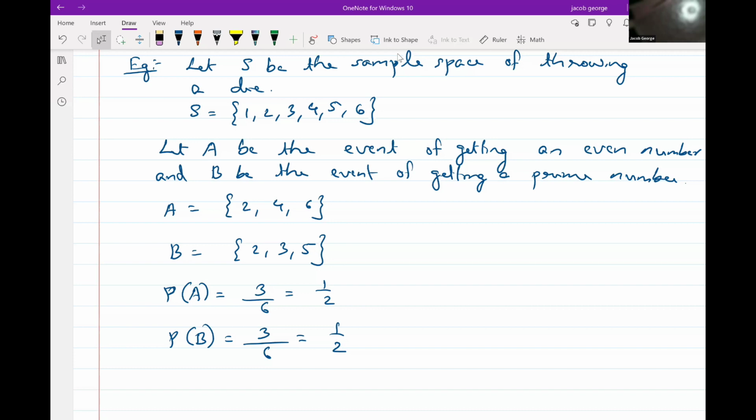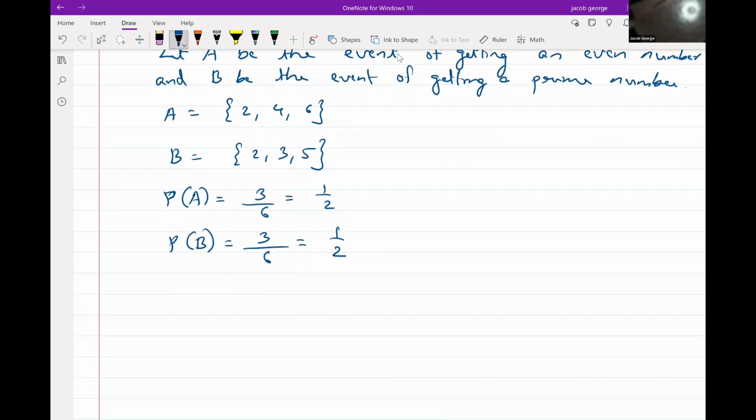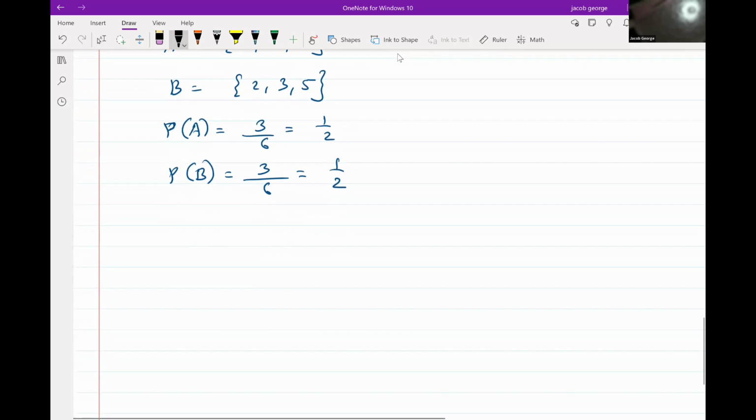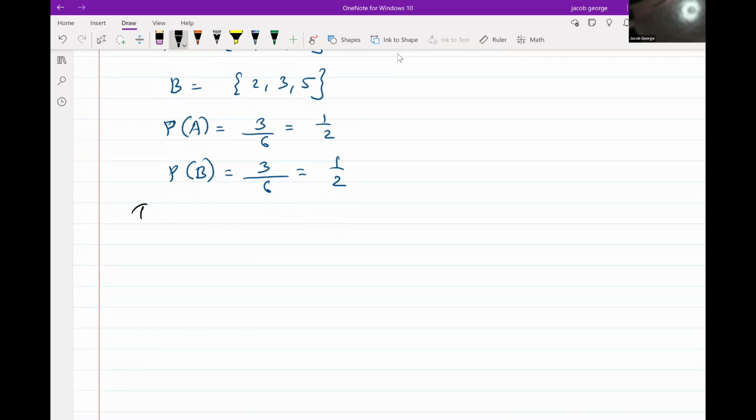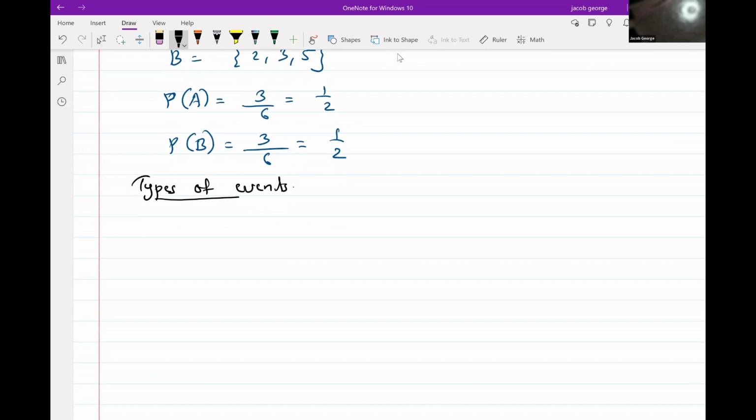Next, subheading, types of events. First one, impossible and sure events. Last year also you have studied these two words.